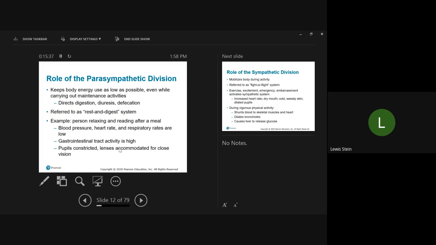And so what you're going to see is the pupils are constricted, the lens accommodated for close vision, because generally that's what you're doing. You're doing typically close work. In that context, you're going to see some terms. When we have medications that act and do the same effect as the parasympathetic, we call them parasympathomimetic. And when they're the opposite, parasympatholytic. By the same token, we have things that are sympathomimetic and sympatholytic.